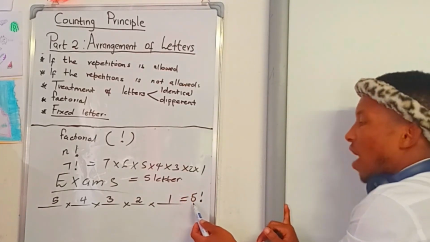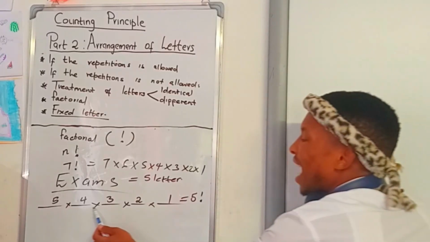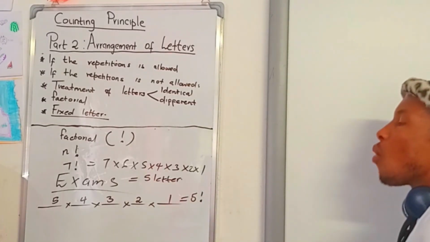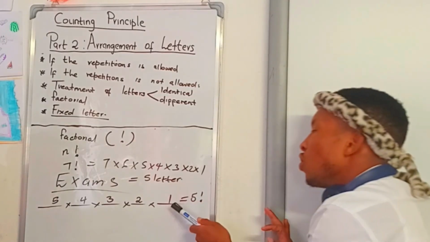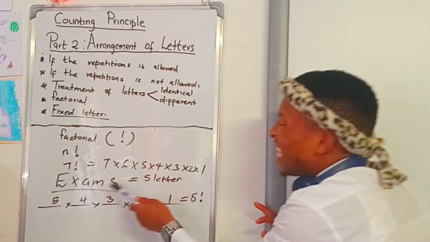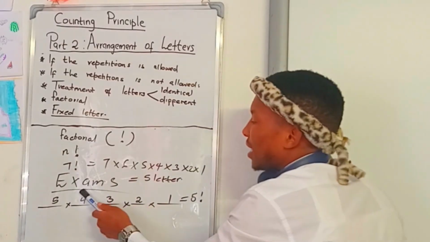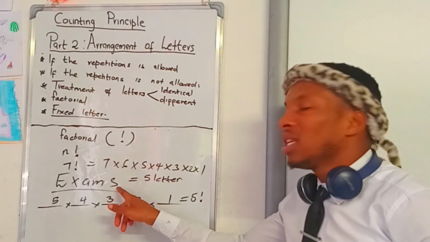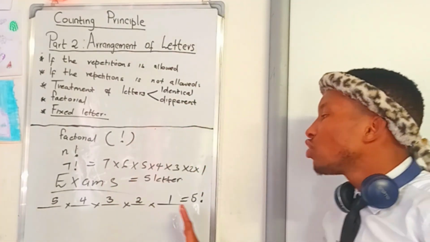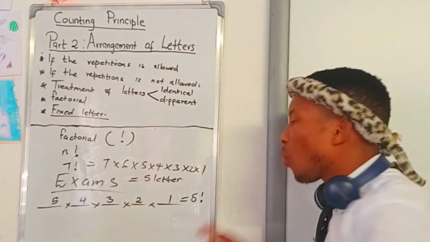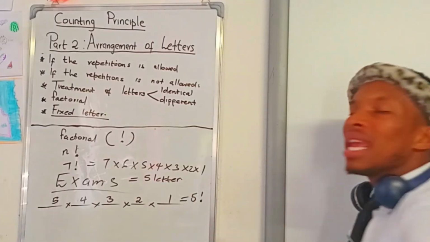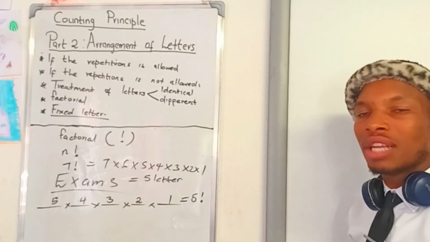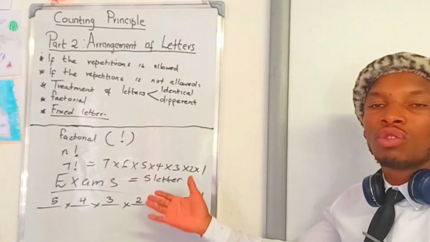Why is it the same as 5 factorial? Because this is a descending product of natural numbers until 1. Therefore, we use factorial when we're arranging this word using all the letters that we have. This word has 5 letters, and we're arranging it in 5 places. Then we're supposed to write 5 factorial because repetition is not allowed.